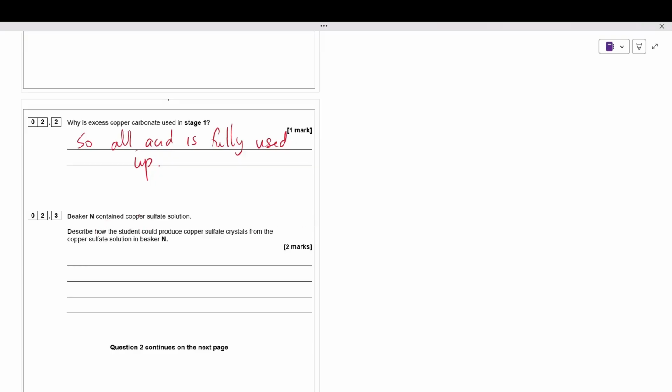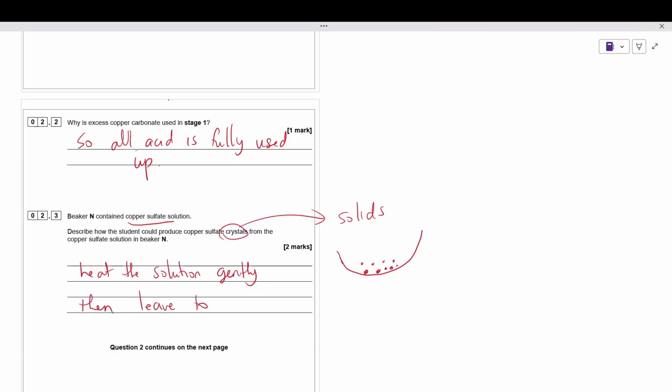Now in beaker N, it contains that copper sulfate solution. We're going to describe how the student would produce copper sulfate crystals. And by crystals, we're simply thinking about those solids. And if you remember this required practical, you usually use an evaporating dish, and the crystals are usually formed at the bottom of it when you leave it over time. So all we're going to do for this, we're going to heat the solution gently. Then leave to cool. That's the extent of what we will do for this.